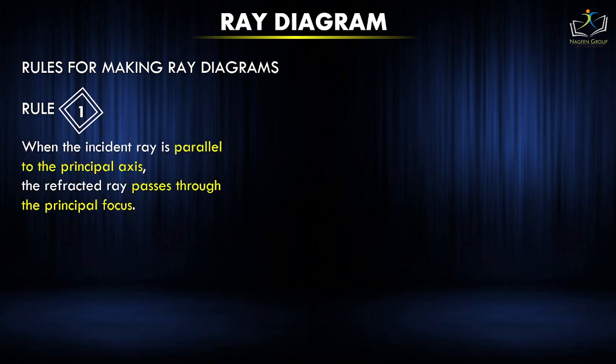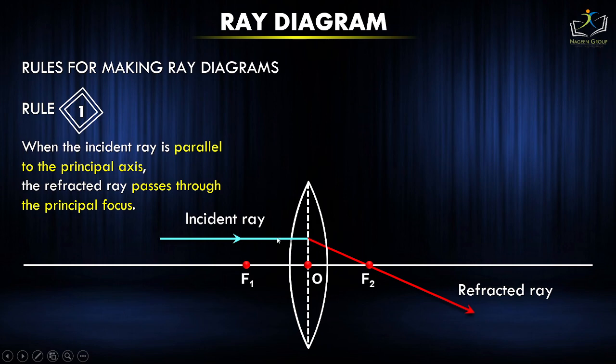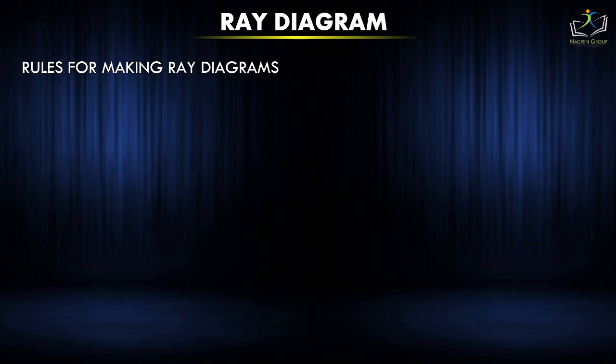First rule, when the incident ray is parallel to the principal axis, the refracted ray passes through the principal focus. Here we take an incident ray parallel to the principal axis. Now what you observe, as it strikes the lens, it bends. And how it bends, it always passes through the focus. As we studied in the mirror also, when the incident ray is parallel to the principal axis, it always moves through the focus, right?